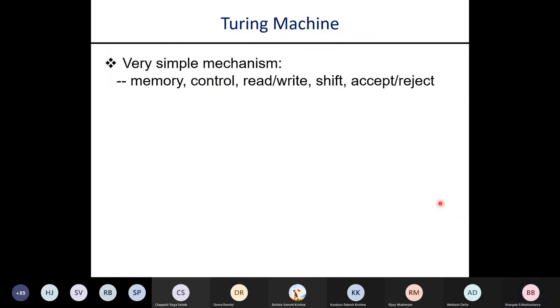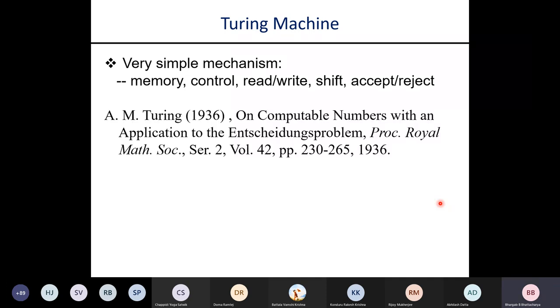Okay, so very simple mechanism. What you have is memory, which is theoretically infinite. You need a finite state control, some read-write capability, some shift, and some state, accept and reject, and so on. Okay. So this is the paper which Turing published in 1936.